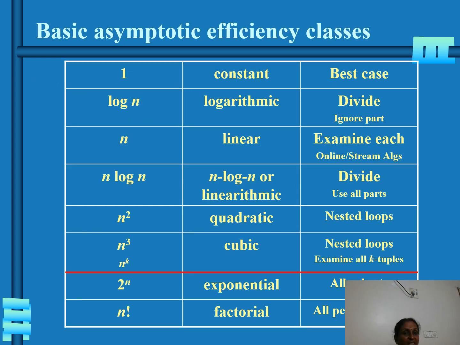So these are some basic efficiency classes, or orders of growth. It can be constant, logarithmic, either log n or n log n, linear n, quadratic n square, n cube, or in general n to the power k, exponential, and n factorial. So mostly if you are analyzing the efficiency of an algorithm, all the problems will fall into one of these efficiency classes.